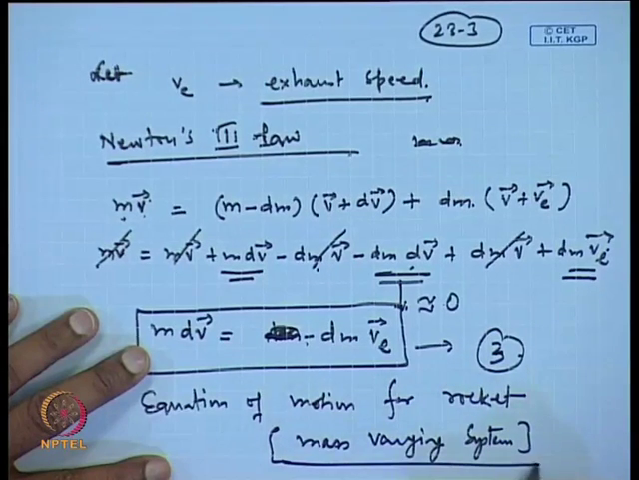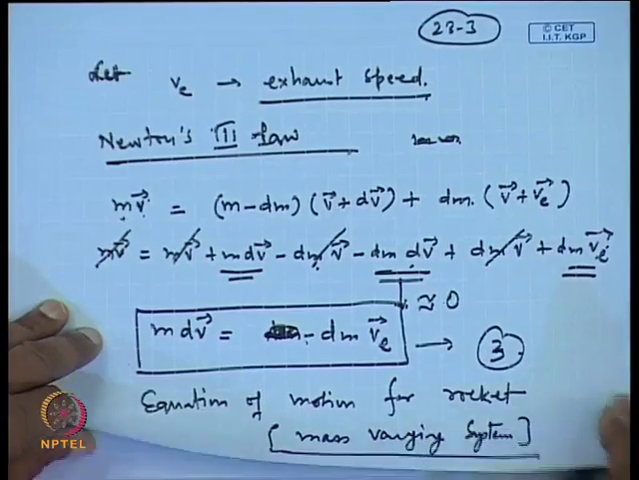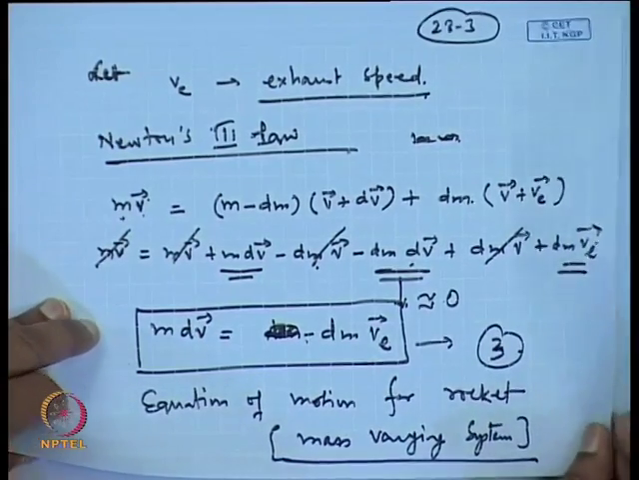Remember, Newton's second law is not directly applicable to the mass bearing system. Okay. Once we have done this, then it is easy now to calculate how much mass will be required to provide the necessary impulse that we have computed.